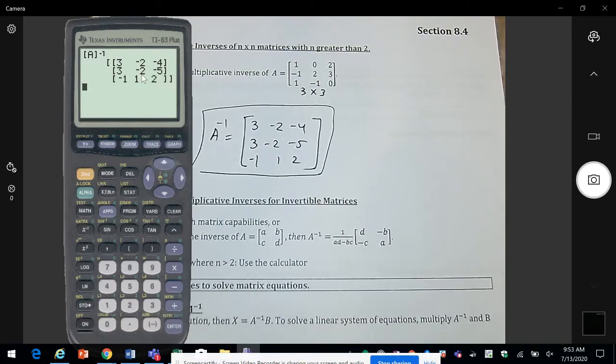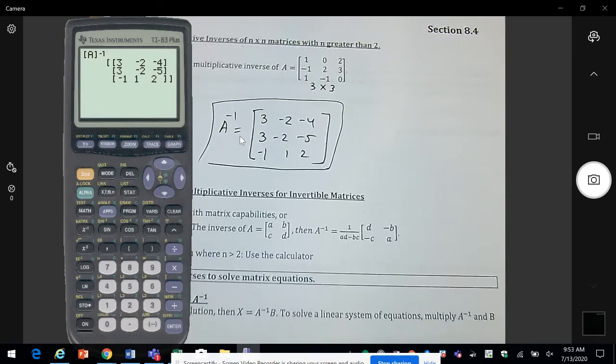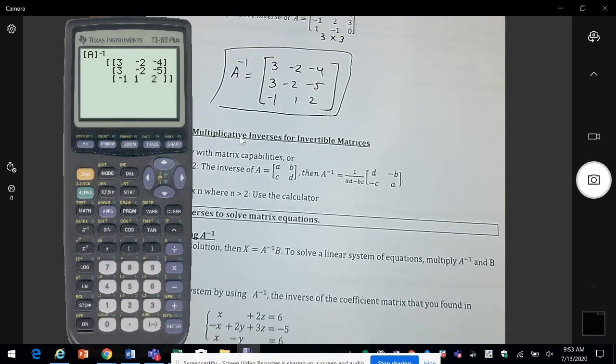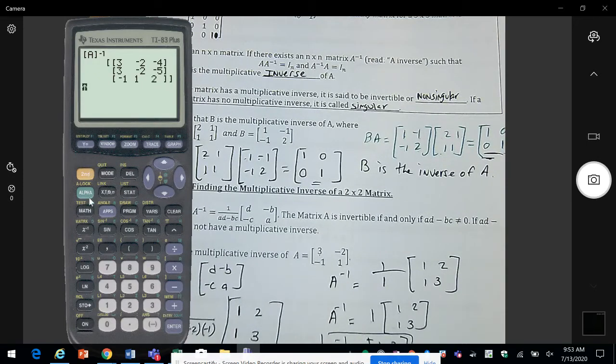You can use the calculator to check your work for a 2 by 2 matrix if you like. For example, if we look at our previous example, then I would go to second matrix, and I'm going to edit. I'm going to use letter B. This is a 2 by 2. And so I'm going to go ahead and enter this example here.